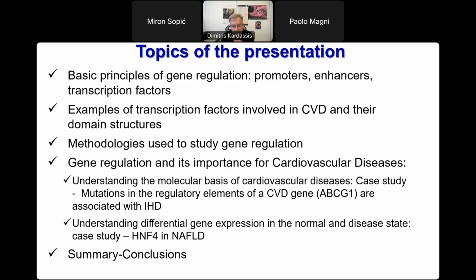So one will be understanding the molecular basis of cardiovascular diseases. This is a case study in which we analyzed mutations in the regulatory elements of the ABCG1 gene, which are associated with ischemic heart disease. And the second example, we'll see how we can use gene regulation techniques and transcriptomics to answer questions related to differential gene expression in normal versus disease states. We'll see the example of HNF4 and its role in non-alcoholic fatty liver disease. And we'll finish with some conclusions.